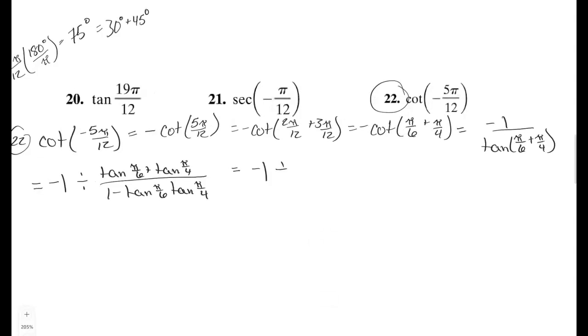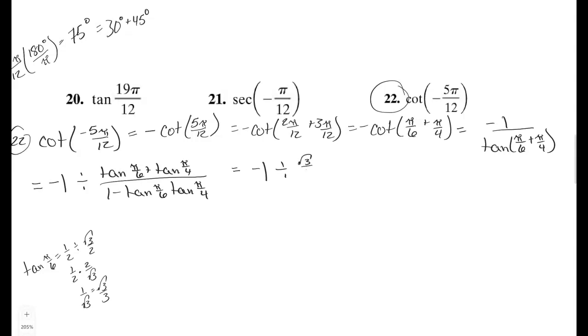We've got -1 divided by, and let's do some fancy math here. So we need to know what the tangent of pi over 6 is. So I'm going to write that over here. Tangent's the y coordinate divided by the x coordinate. So I've got the y coordinate divided by the x coordinate. Keep, change, flip. So I'm going to get 1 over square root of 3, which is square root of 3 over 3.